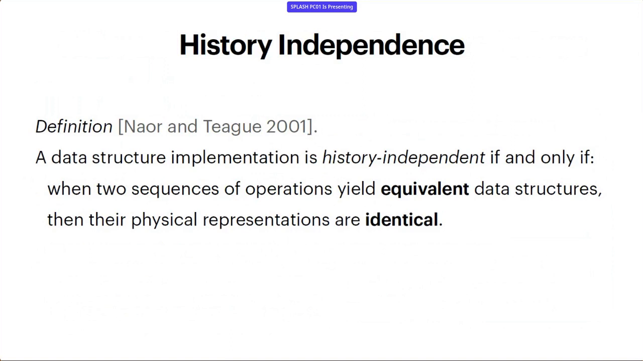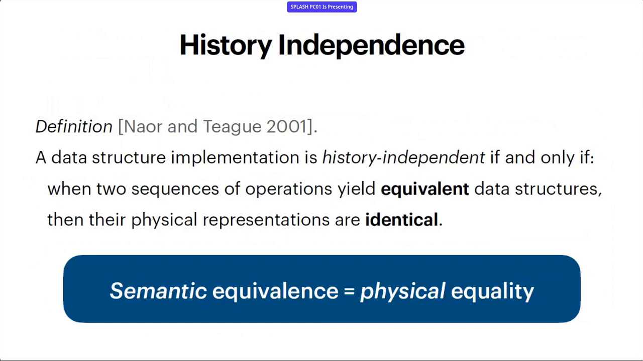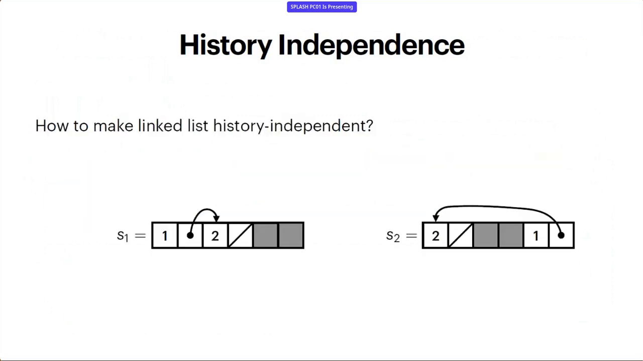The definition of history independence is pretty technical here. It talks about how if you have data structures that are constructed using the same sequence of operations, then they have identical representations. I prefer to think of it as just saying, if you have two semantically equivalent data structures, like the set {1, 2}, then these data structures must be physically identical in their memory representation on the computer. So what we need to do to make this linked list work is we need to make it history independent. How do we do that?